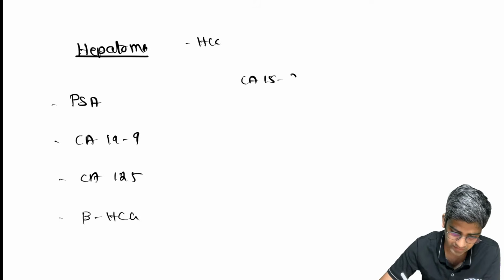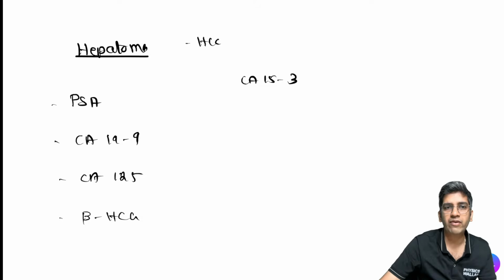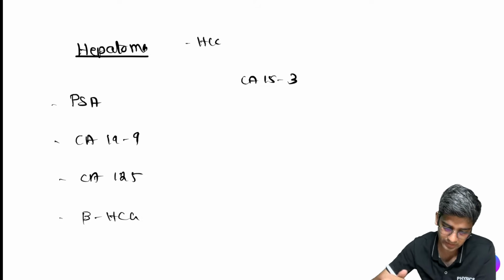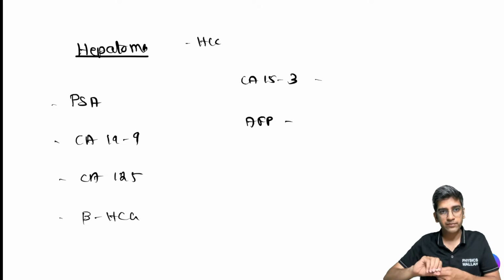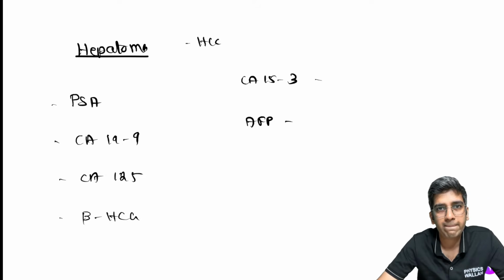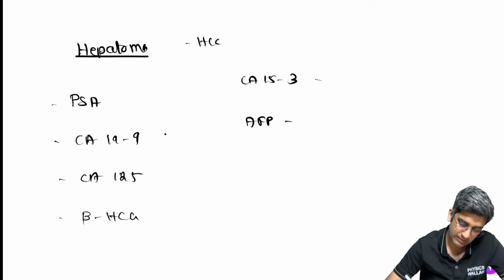CA 15-3. Tell me, where do you see these markers elevated? Okay. Tell me, alpha fetoprotein, apart from hepatocellular carcinoma, where do you see them? PSA is seen in prostatic carcinoma. CA 19-9 is seen in pancreatic carcinoma. Right, Faisal? It's seen in pancreatic carcinoma.